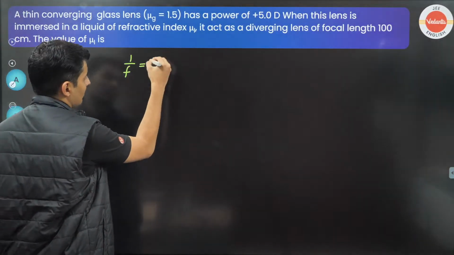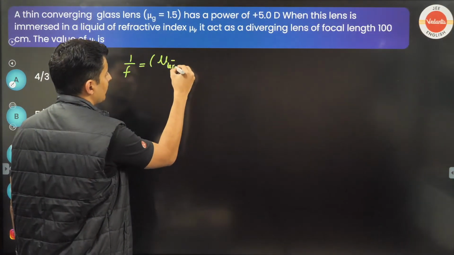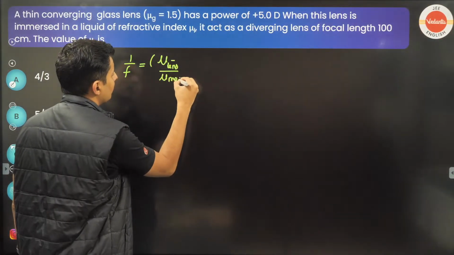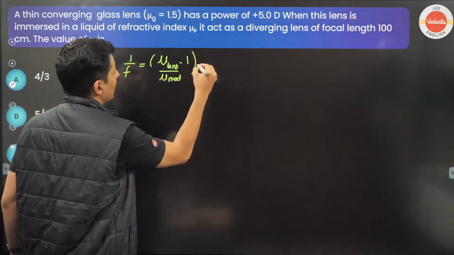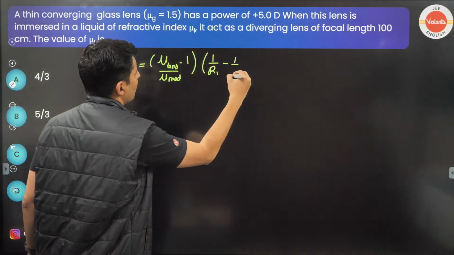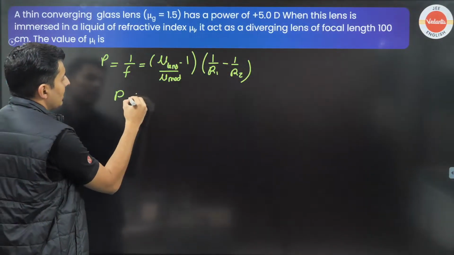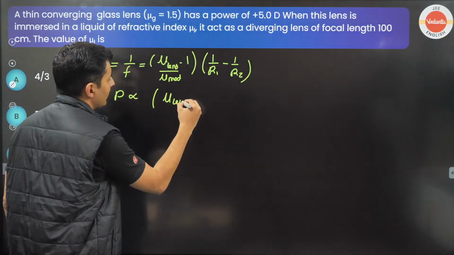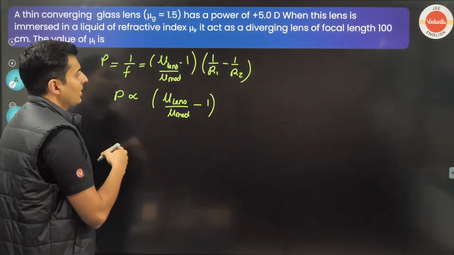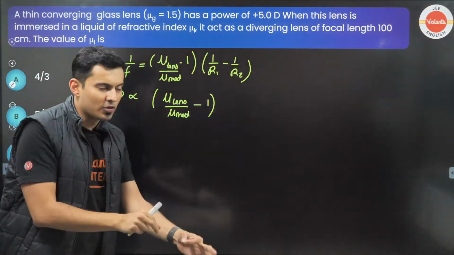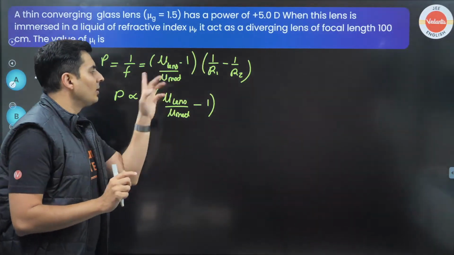1 by focal length, by the lens maker formula, is mu of the lens upon mu of the medium minus 1 into 1 by R1 minus 1 by R2. This 1 by F is nothing but power. So you can see power is directly proportional to mu of the lens upon mu of the medium, minus 1. This is always relative mu minus 1. R1, R2 are physical properties, they won't change just because you change the medium. Only this term might change.